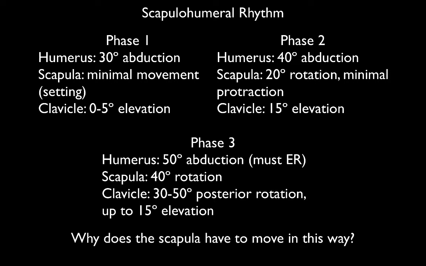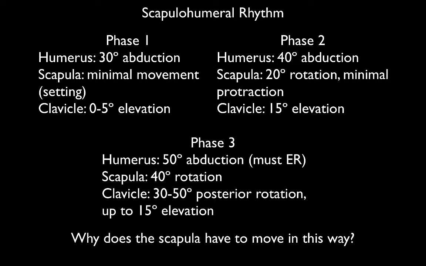So as we look at this, we get 60 degrees of overhead movement contributed by the scapula and 120 degrees by the glenohumeral joint. We can reduce this and get a ratio of 1 to 2. So for every 1 degree that the scapula moves, the glenohumeral joint moves 2 degrees, or vice versa. For every 2 degrees the glenohumeral joint moves, the scapula has to move 1 degree. This is the scapulohumeral rhythm, as it's commonly referred to, the 1 to 2 or the 2 to 1 ratio.